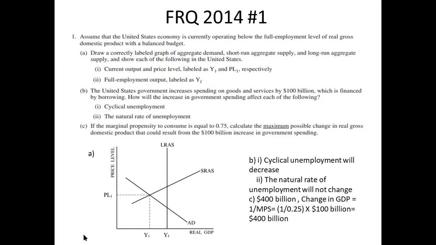How did I get that? The formula for the money multiplier is 1 divided by the MPS. It doesn't tell me what the MPS is here, but it tells you the MPC. How do you find the MPS? The MPS is 1 minus the MPC. So 1 minus 0.75 is 0.25. When I do that, I get 4. I multiply 4 times 100 billion, and the maximum change is 400 billion.